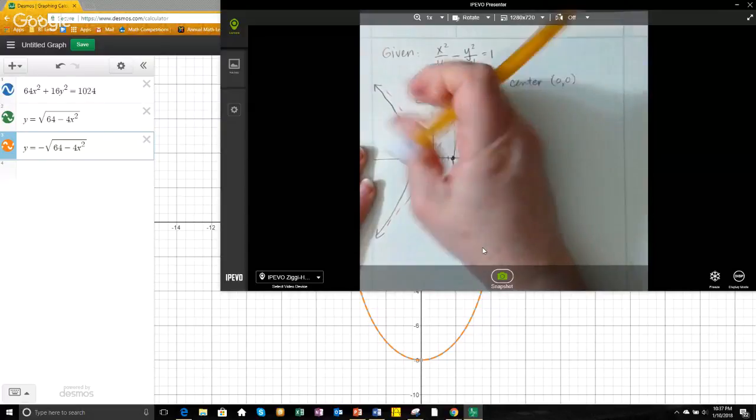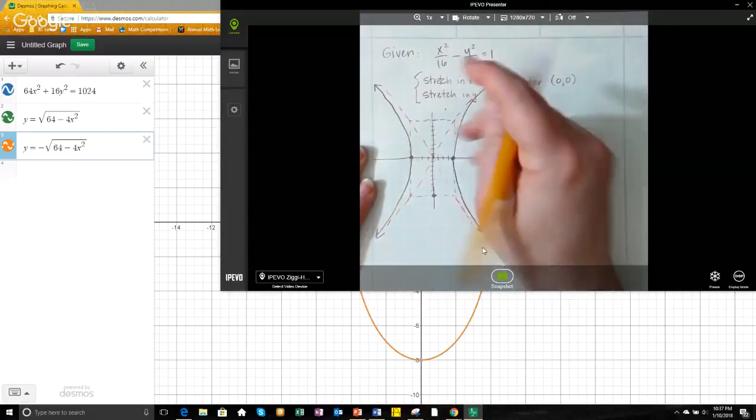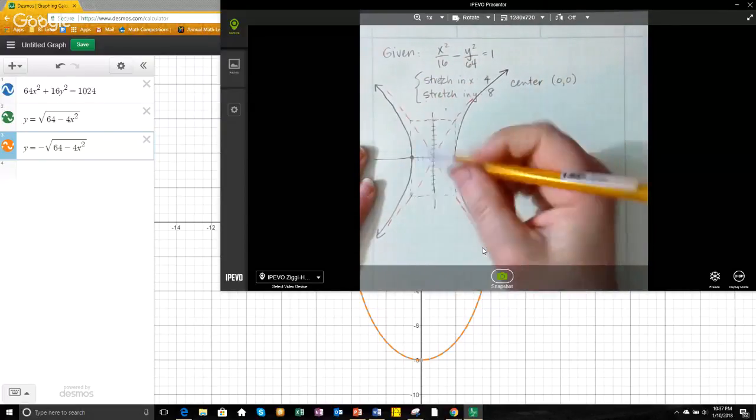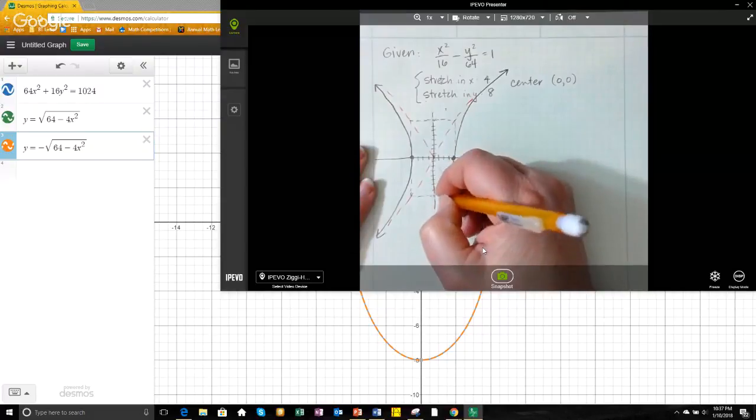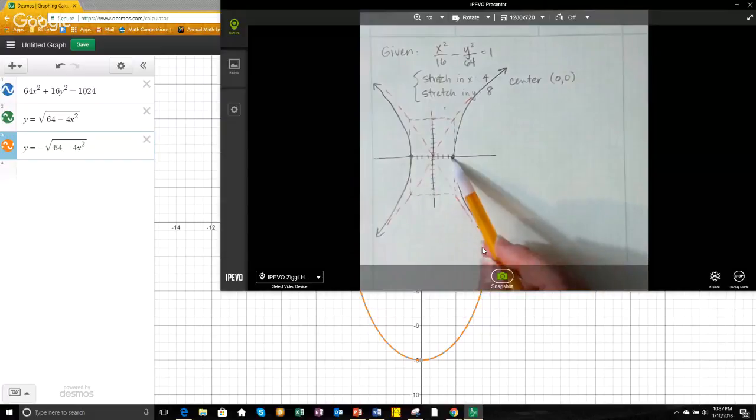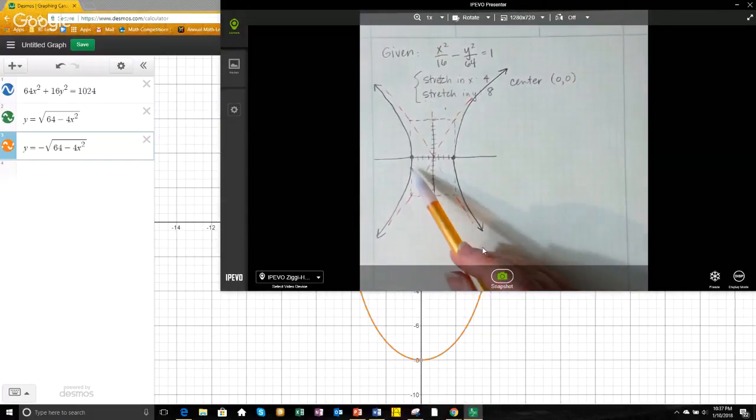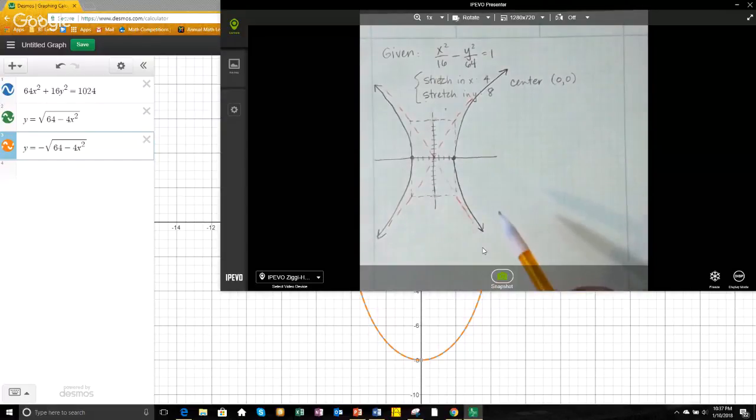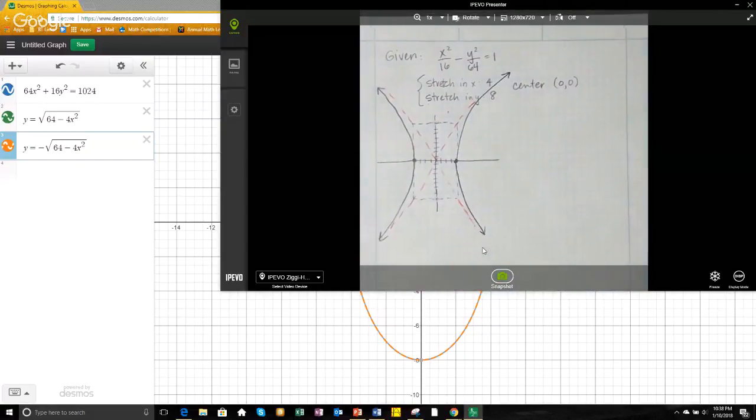And then these points right here on the top and the bottom are not part of the curve. They are just part of the guide box there. Okay, and so we have vertices, and the foci, which again I'm not concentrating on in this video, would reside over here somewhere outside the hyperbola. All right, so that would be the hyperbola.